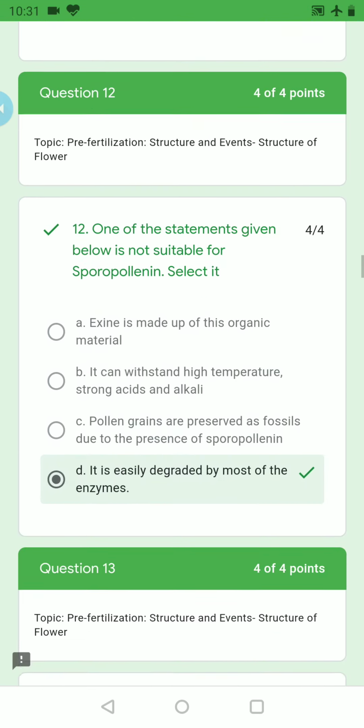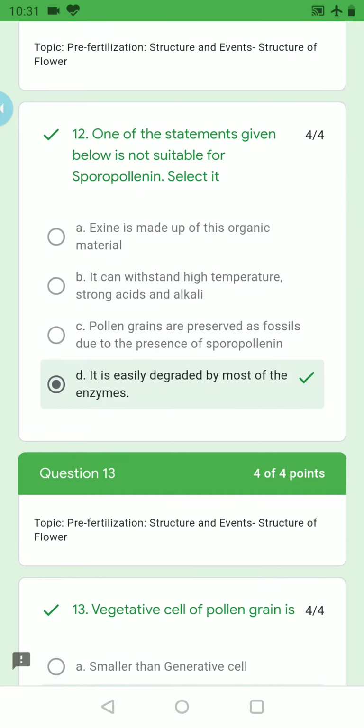The next question. One of the statements given below is not suitable for sporopollenin. See, this is vice versa. Statements are given, and we have to select the statement that is not suitable. So it is just like not suitable or suitable; like that, they can ask the questions. Let me read the question. You can read all the statements also.